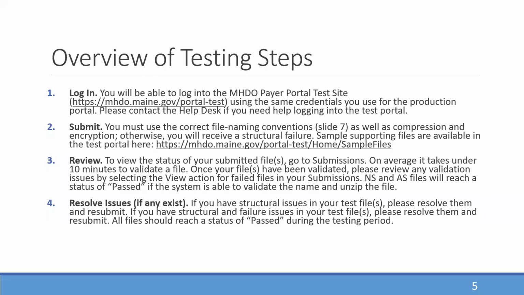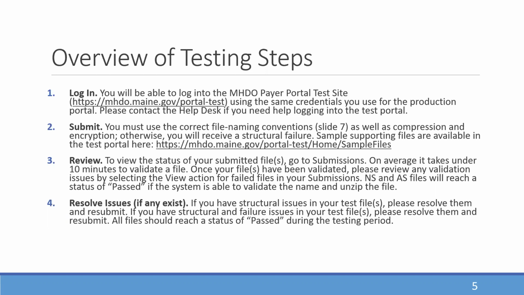This is going to be accomplished through 4 major steps. First is logging into the MHDO Payer Portal test site. You'll use the same credentials you use for the production portal if you're a current user there. If you have any issues or you're not currently a user, please contact the help desk and we'll assist you in getting you what you need.